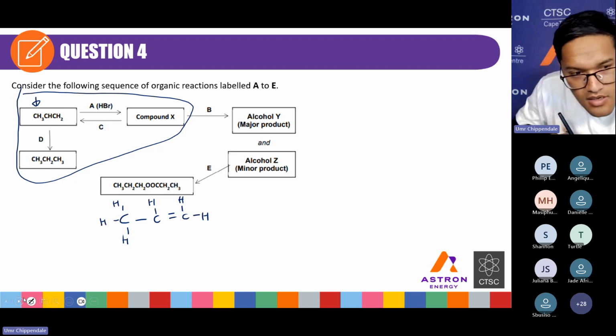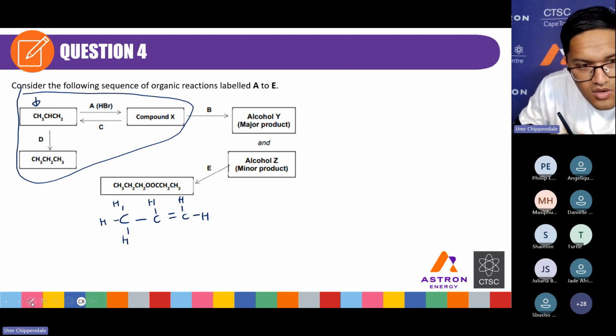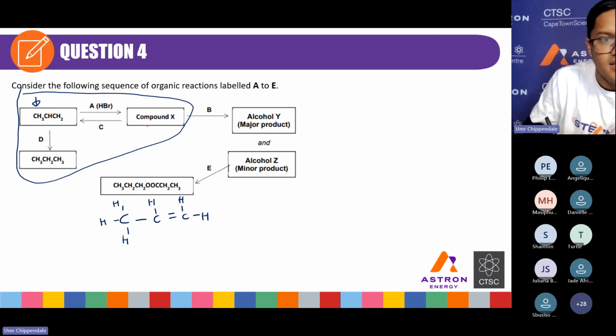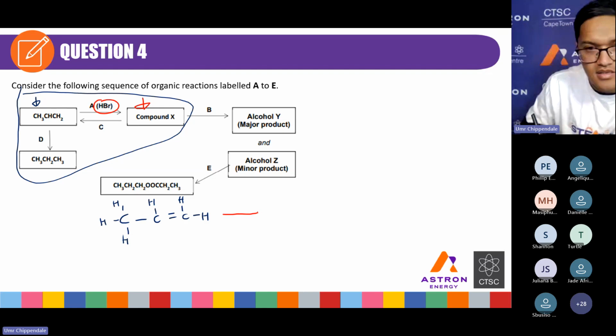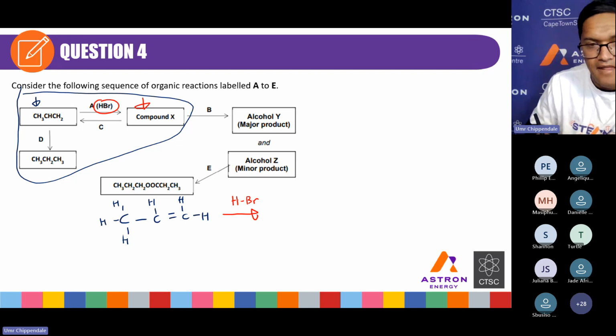Now we move on, just to make sure that everyone follows along. That's why I like using different colors. For compound X, you are adding HBr. That means we are adding a hydrogen and a bromine. So we are going to place this hydrogen on one side of where we break our carbons and the bromine on the other side. So we break our carbons, and on one side you put a hydrogen, the other side a bromine.